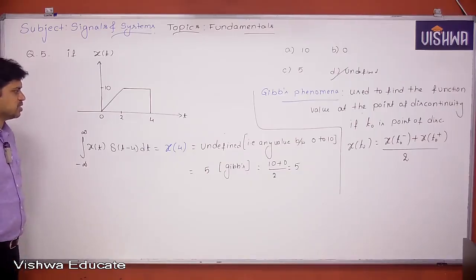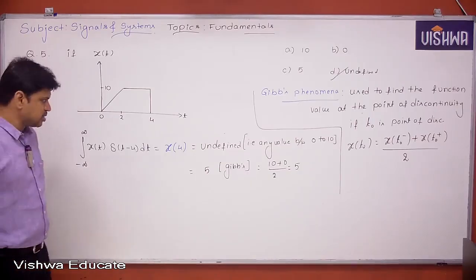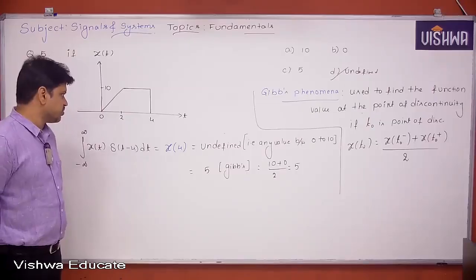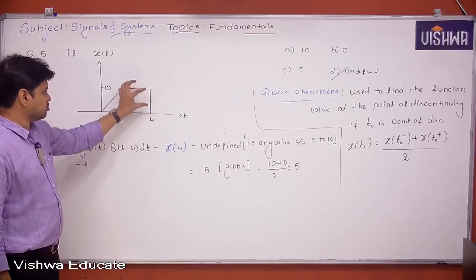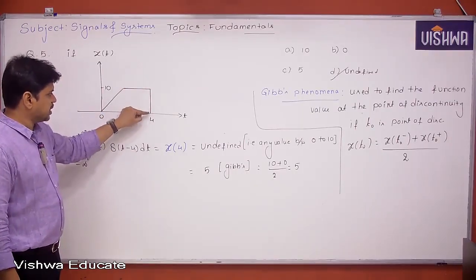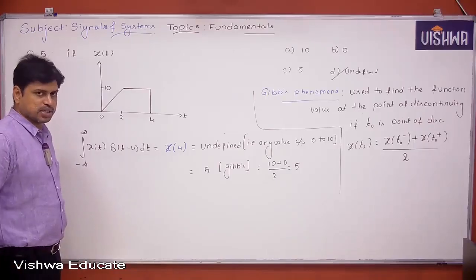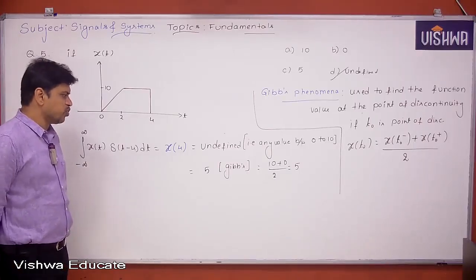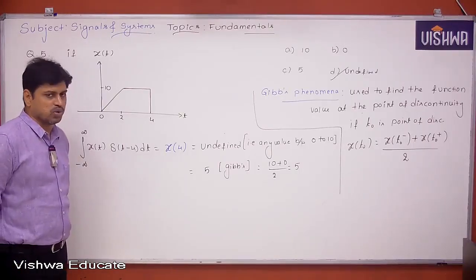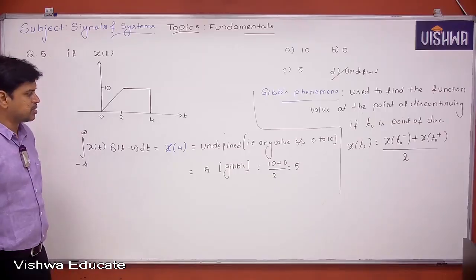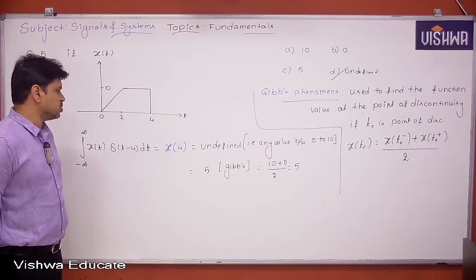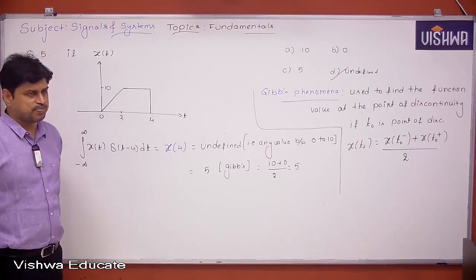So whenever there is a discontinuity, the best answer is undefined value. Its value can be anything between 0 to 10. So in this part, it can take any value between 0 to 10. That's the meaning of it. But if somebody is forcing you to say the value, then you have to go with the Gibbs phenomena. What it is saying is that it's the average value just before and after 10.